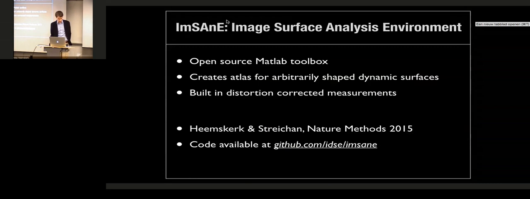And so basically, what we did is build a MATLAB toolbox that deals with this in general, where once you define a surface in some image data set, it creates an atlas, and it has built in the functions that correctly measure these geometrical quantities on the charts in the atlas. As I mentioned before, it's in a Nature Methods paper from a couple of years ago, and the code is on GitHub.